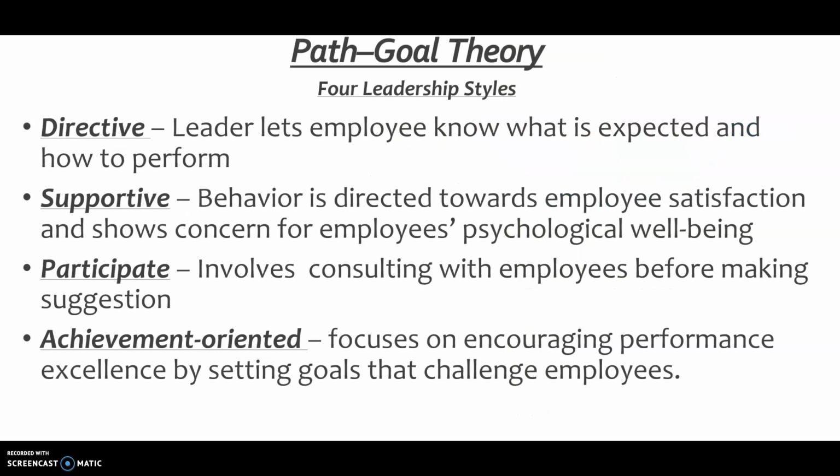The four leadership styles in path goal theory begin with directive. The leader lets employees know what is expected and how to perform. Then you have supportive. Behavior is directed towards employee satisfaction and shows concern for the employee's psychological well-being. Then you have participative. This is where they consult with employees before making decisions and suggestions. Achievement-oriented focuses on encouraging performance excellence by setting goals that challenge the employee.